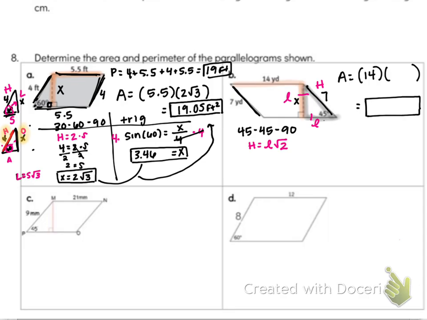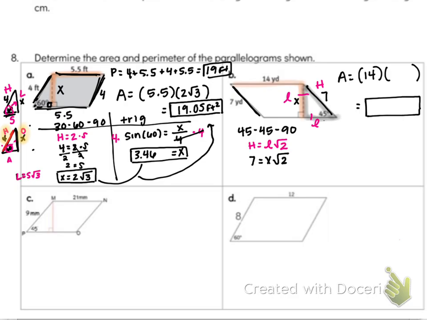So let's go ahead and substitute. My H, go look at your label. H is 7. Equals... My L, go ahead and look at your labels. L is X, and this one's blank. So let's just use this X right here. So we're going to put X square root of 2.